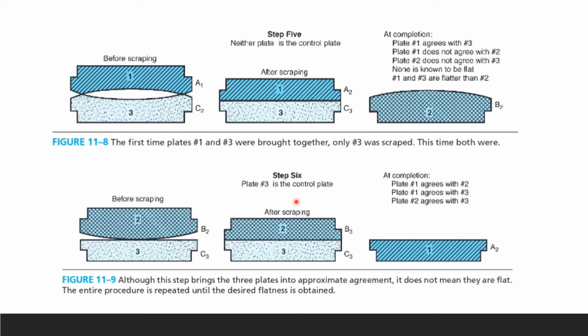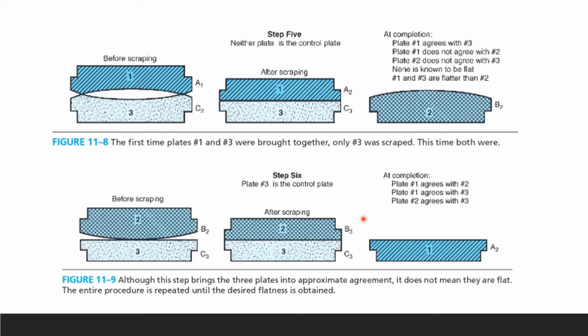Now we go into step 6 and we're going to choose 3 as your control plate. This is before scraping. So here, see, we still have a little bit of curvature. 3 has a better flatness. So we're going to scrape, scrape, scrape, and now 2 loses its curvature. So 2 becomes flat. So 1 and 3 and 2, they're all in agreement.